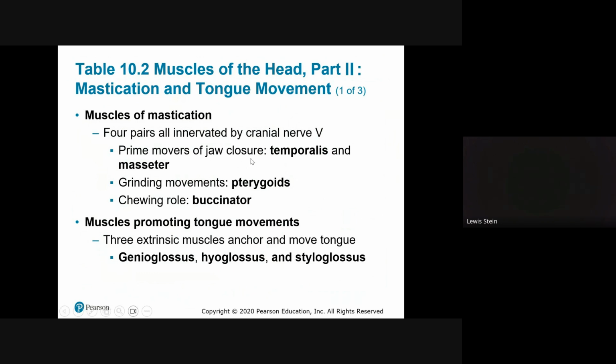Prime movers of jaw closure: temporalis and masseter. And really, what you're doing, gravity opens it. The chewing is much stronger. And this is true not just for us, but for most animals. Basically, the way to control the animal is keeping their mouth closed. It's hard to pull it open. It's relatively easy to keep it closed.